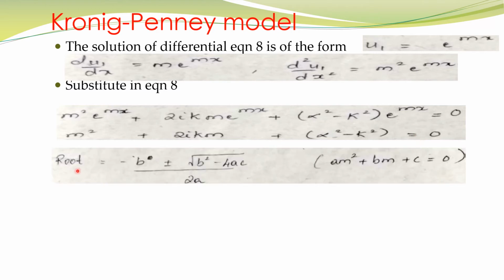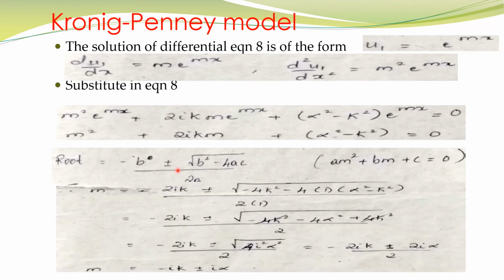Now we'll find the root of this equation using this formula which you are familiar with. This is a quadratic equation in m. We find the root using this formula. We get m is equal to minus 2ik plus minus square root of minus 4k square minus 4 into 1 into alpha square minus k square, upon 2 into 1.